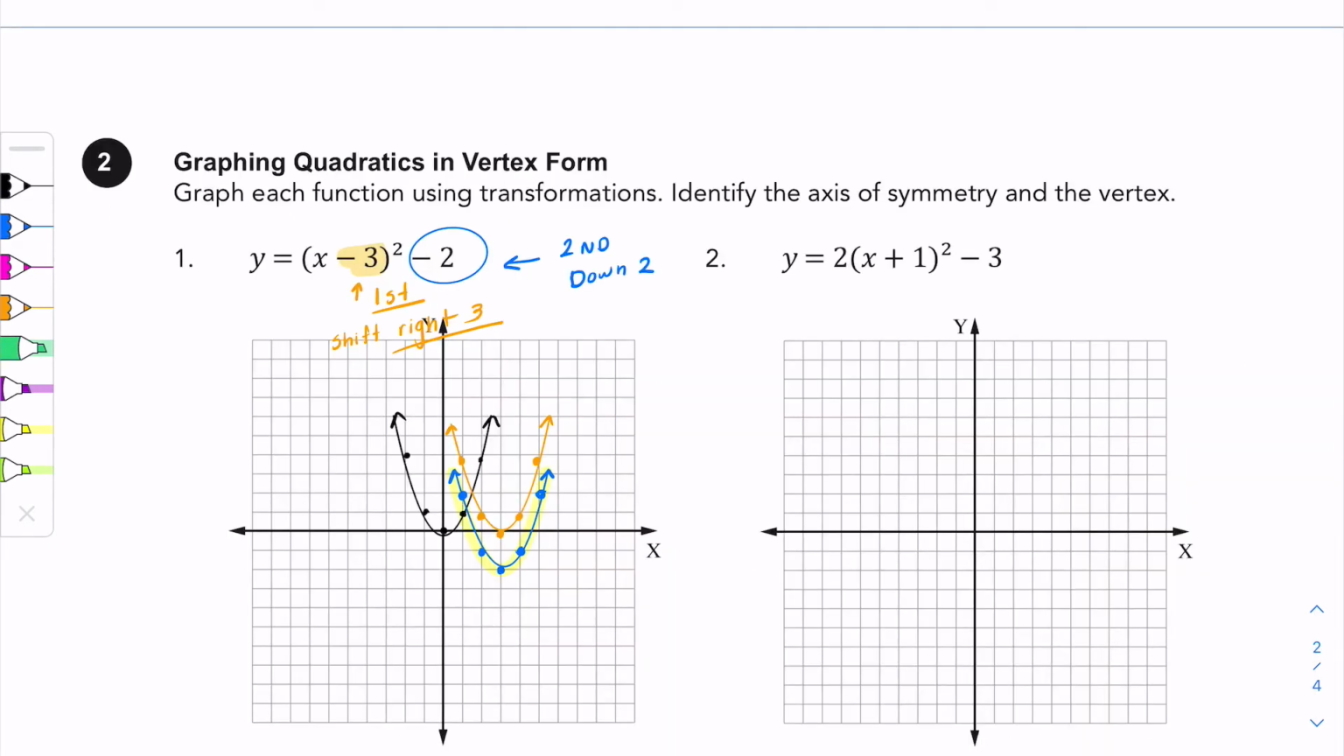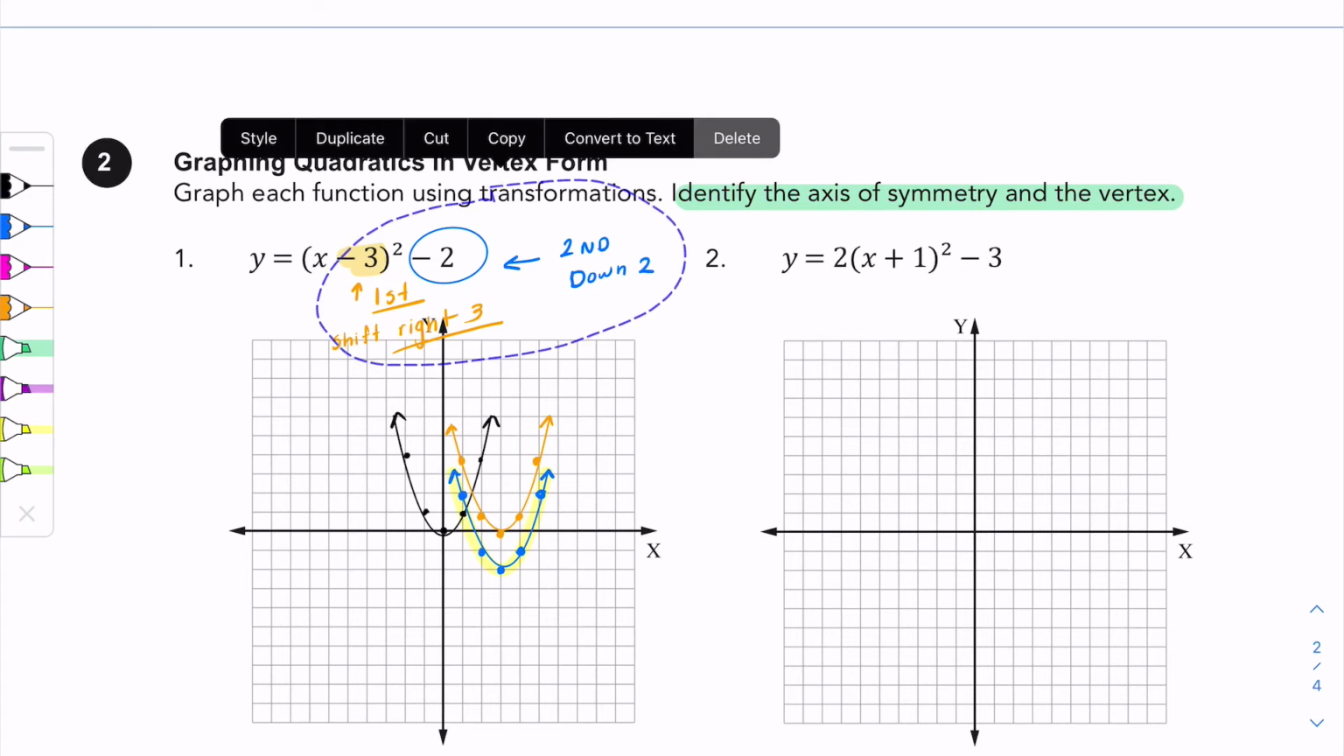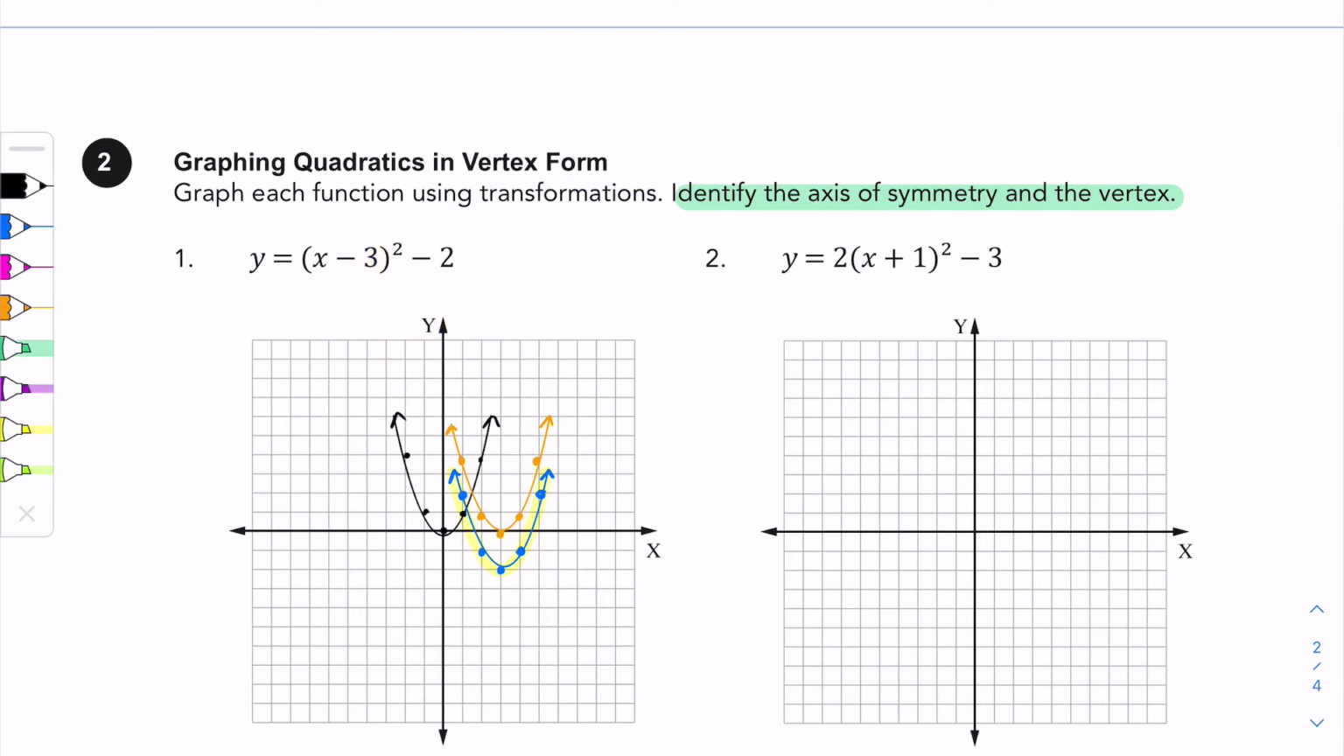For the last part of number 1, we need to identify the axis of symmetry and the vertex. So recall that the axis of symmetry is always going to be found by x equals h. And in this example, your h value is 3. So we can say that our axis of symmetry is at x equals 3. And let's check this on the graph. If we were to graph the axis of symmetry at 3, does that cut right through our blue graph? Yes, it does, so that's good.